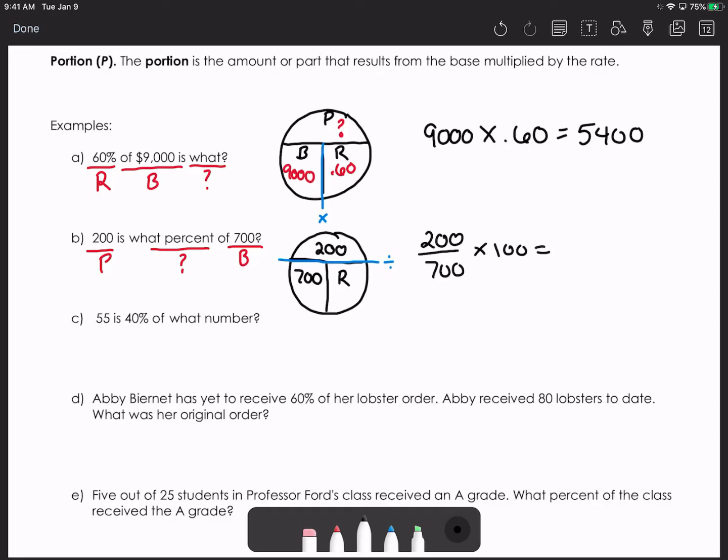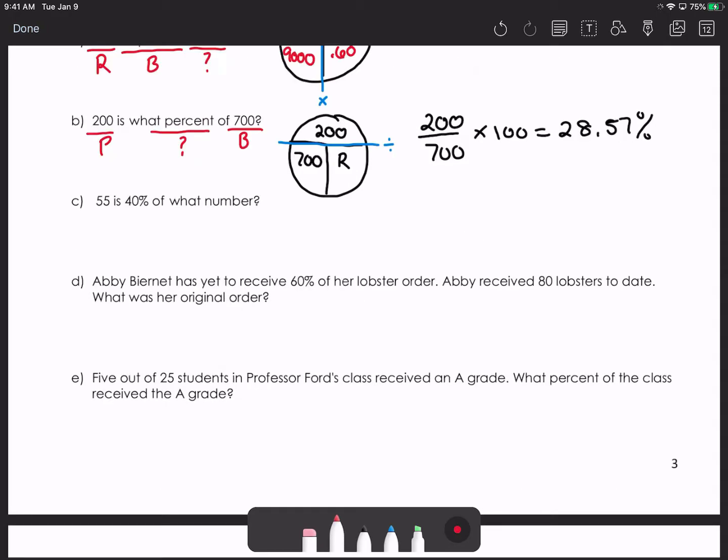So I'm going to take 200 divided by 700, and then I'm going to multiply by 100 to put it back into percent form. And if we round to the nearest hundredth percent, then I would have 28.57%.